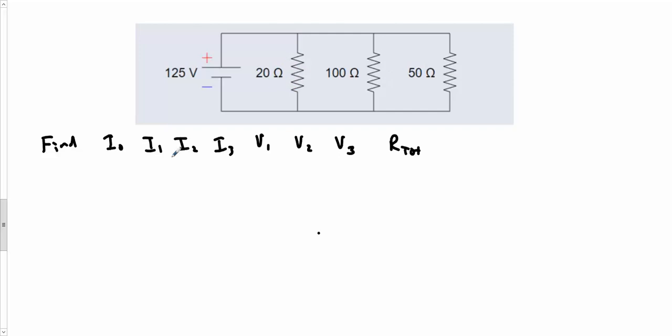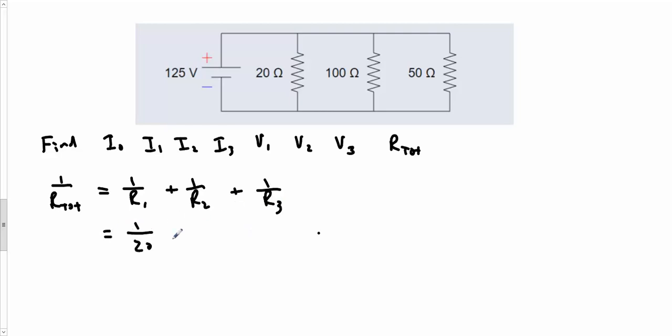To start, I'm going to find the total R, as if I was to squish these all into one super resistor. They're parallel to each other. The formula for turning them into one super resistor is this one. So it would be 1 over 20 plus 1 over 100 plus 1 over 50.